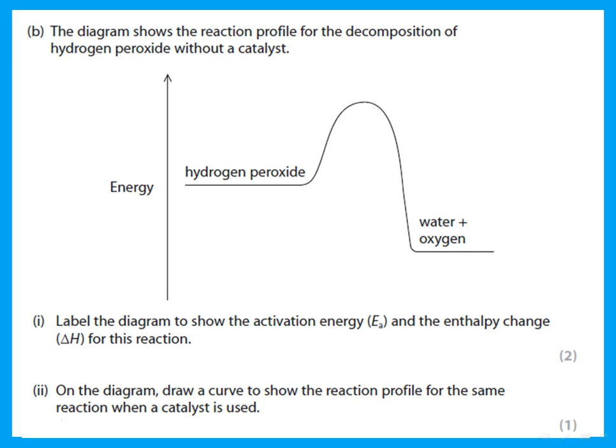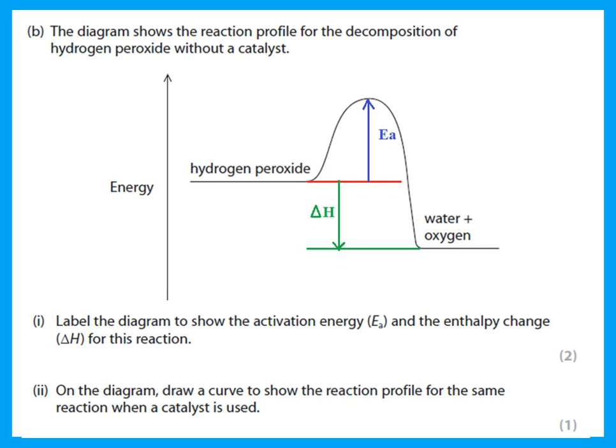Then he says the diagram shows the reaction profile for the decomposition of hydrogen peroxide without a catalyst. Label the diagram to show the activation energy and the enthalpy change for this reaction. Where is the activation energy and where is delta H? You have to remember, activation energy is the energy from the reactants to the top. The delta H is from the reactants to products. That is where delta H is. And notice the direction of the arrows.